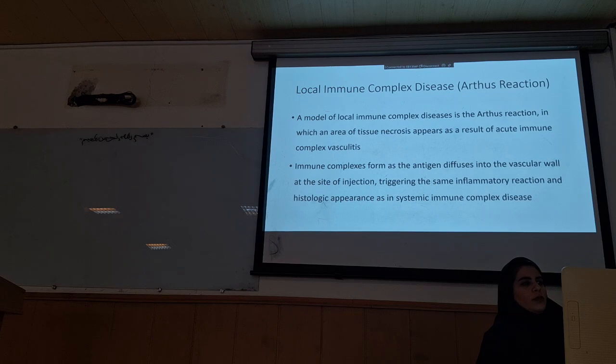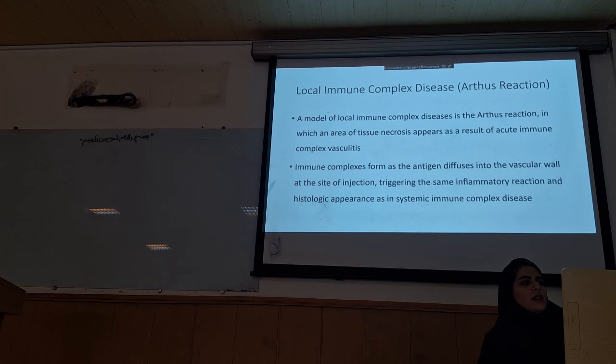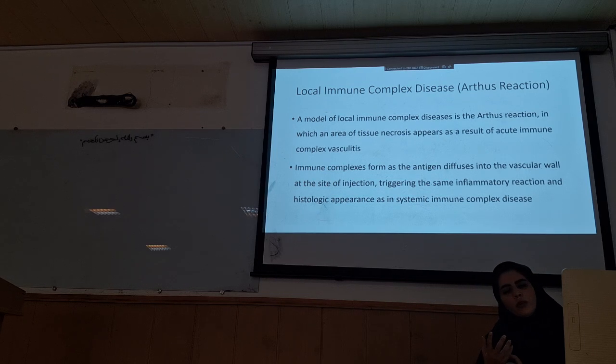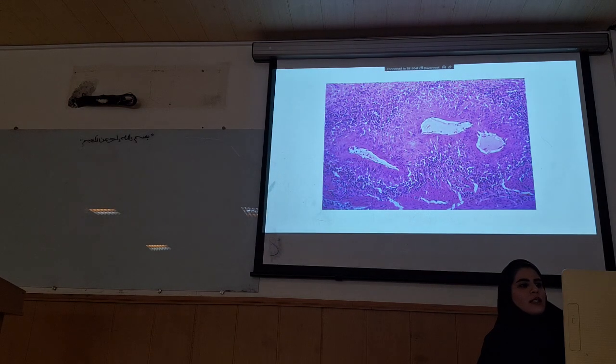We have a form called the Arthus reaction. It is a local immune complex disease, in the form of a local vasculitis. You should know that the Arthus reaction is a form of local vasculitis, and this is the picture of vasculitis. These are blood vessels, and you have fibrinoid necrosis in the blood vessels and the presence of many inflammatory cells within the vessel walls.